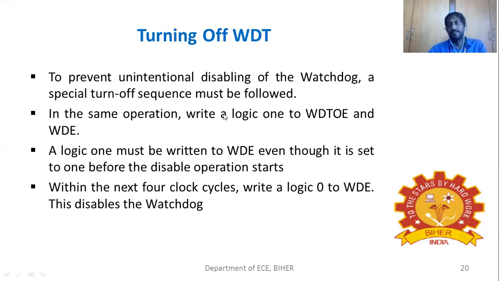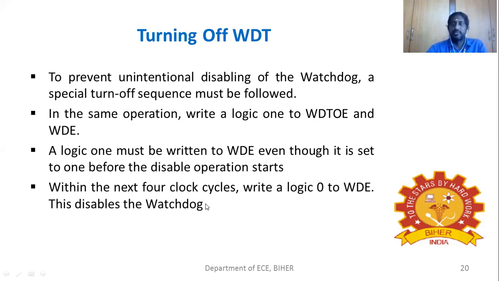In the same operation, write logic 1 to the watchdog timer enable bit. Enable means 1, disable means 0. So we need to enable it with a logic 1 bit. A logic 1 must be written to the watchdog timer enable bit even though it is set to 1 before the disable operation starts. Then we can know the condition of the watchdog timer. Within the next 4 clock cycles, write a logic 0 to the watchdog timer. This disables the watchdog timer.